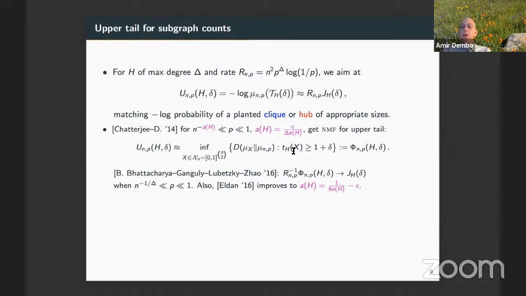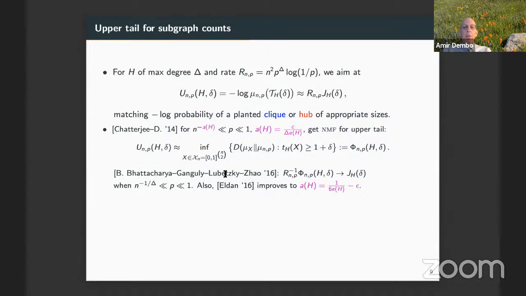A very good question. So T_H of X here is a normalized subgraph count, but it's a deterministic quantity once you choose X. There is no more randomness. We moved from probability to a variational problem. Is the answer clear? Thank you.